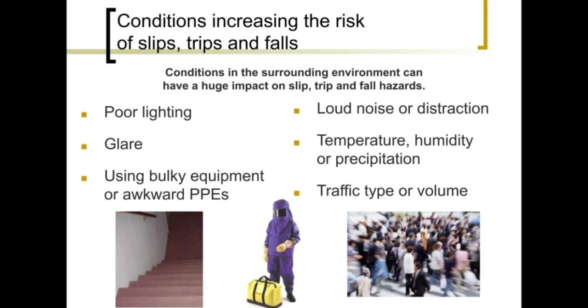Some conditions that increase the risk of slips, trips, and falls. Conditions in the surrounding environment can have a huge impact on slip, trip, and fall hazards. There can be poor lighting. There can be glare, like from bright sunlight, using bulky equipment or awkward PPE, loud noise or distractions, temperature, humidity, or precipitation, and traffic type or volume.